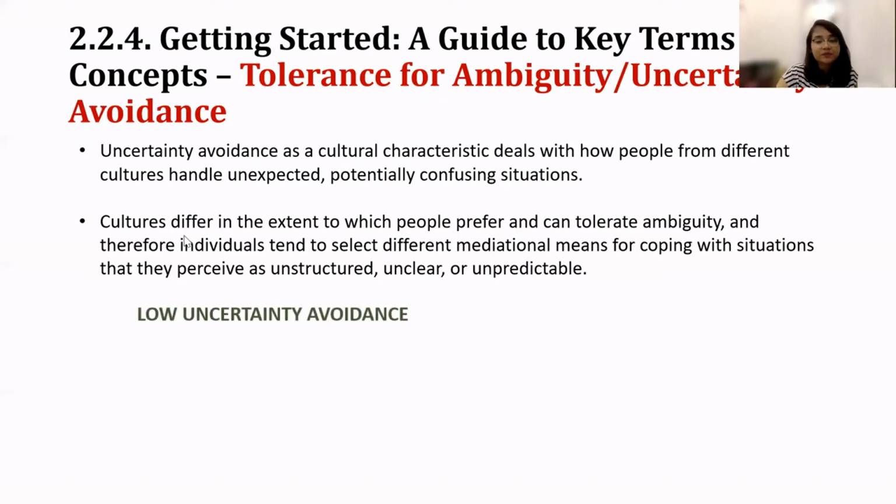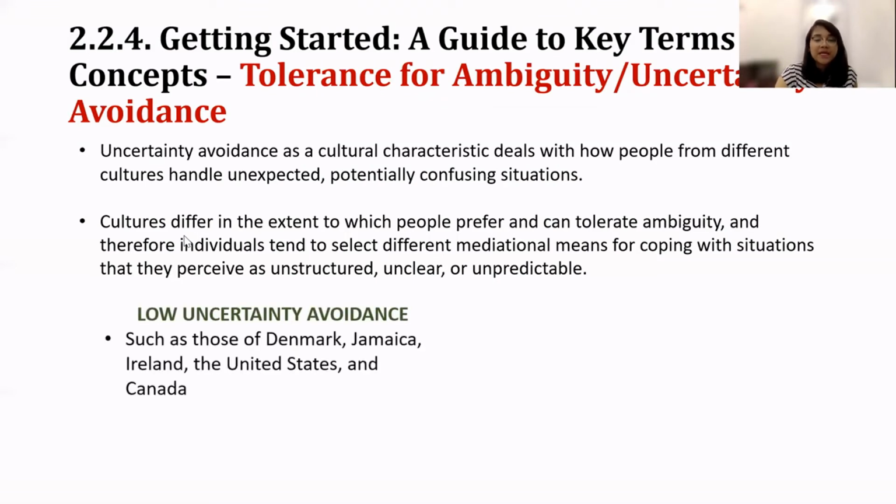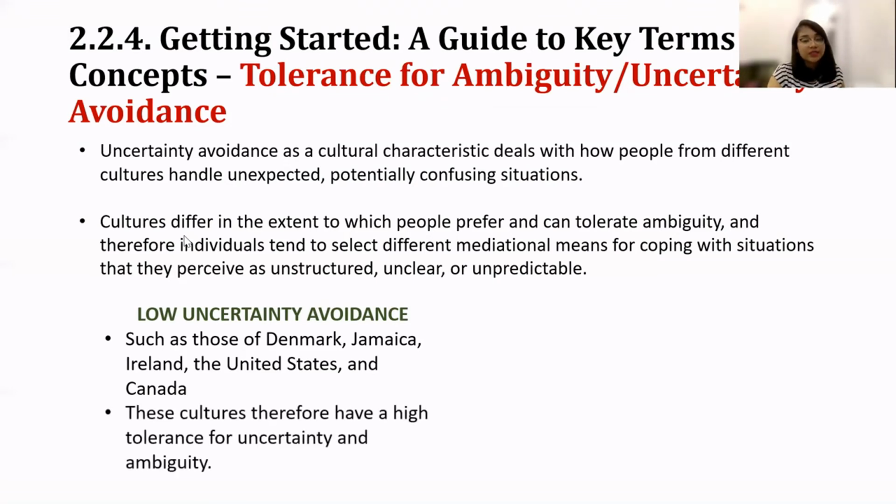Let's see. For low uncertainty avoidance, the examples are people from Denmark, Jamaica, Ireland, the United States, and Canada. These cultures therefore have a high tolerance for uncertainty and ambiguity. So if something goes uncertain or unexpected, they have high tolerance, and they have a small probability to avoid that.